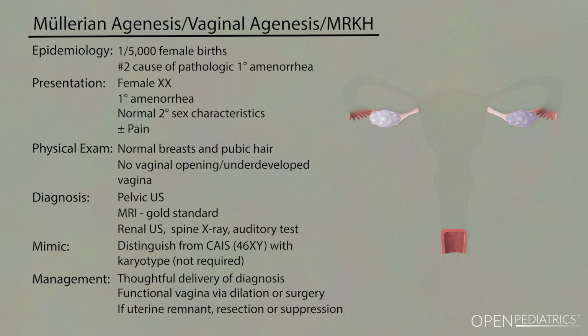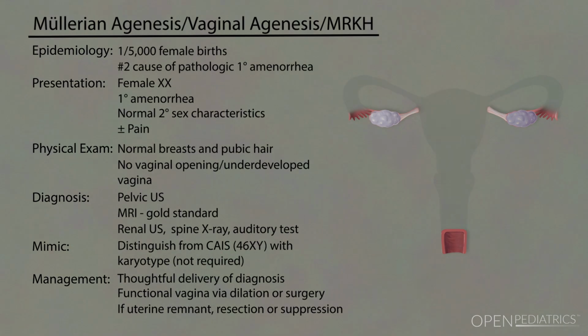If uterine remnants exist and cause pain due to cyclical endometrium, surgical resection may be required, or hormonal contraception can be used to suppress the active endometrium.